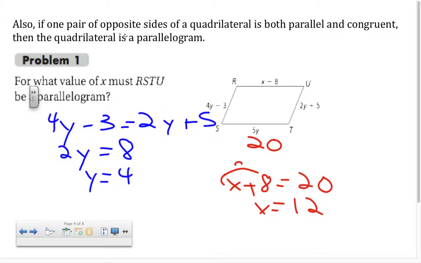Now make sure that you realize it's the same pair that has to be both congruent and parallel. Eyes up so you can see what I'm saying. You'll see a distracting problem where you have one pair of sides that's parallel and another pair of sides that's congruent. That's not the same thing. That's not enough. One pair has to be both congruent and parallel in order for us to use this last property. Okay, so I apologize for not mentioning that previously.